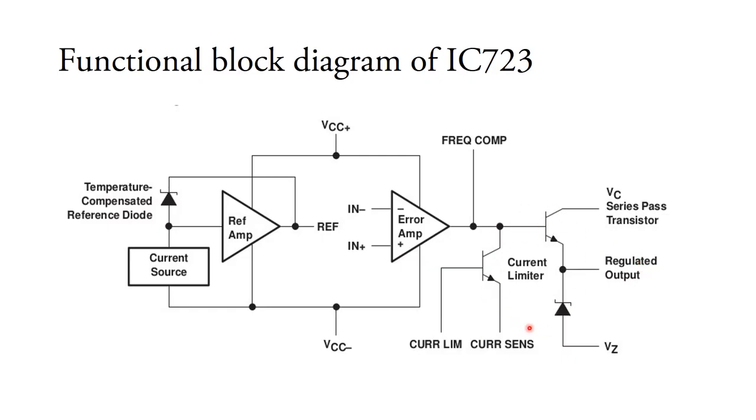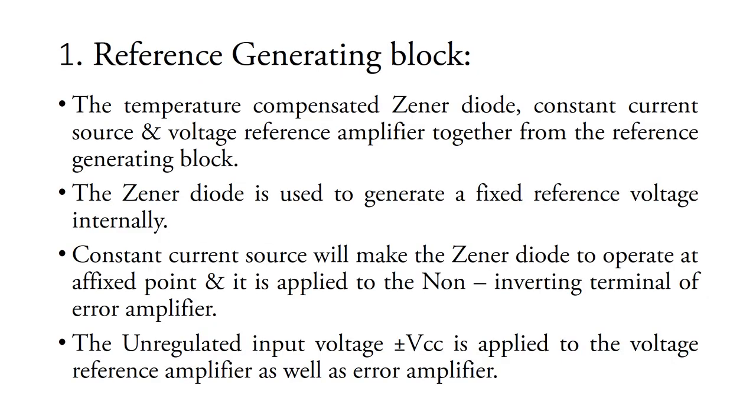The current limit circuit comes into the picture whenever the current exceeds the current limit value, in order to limit the current flow in the circuit. Clear? So in this functional block diagram, there are no connections, right? So using this IC723, we have to provide the external connections in order to operate it as a regulator. The basic definitions of each block are given here.